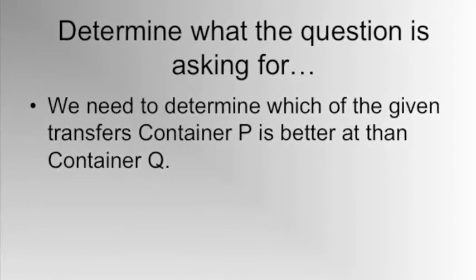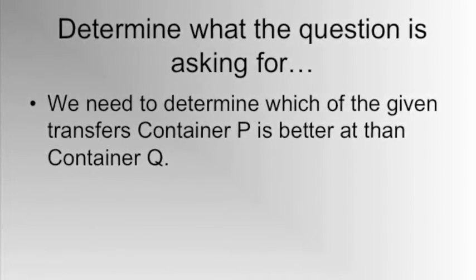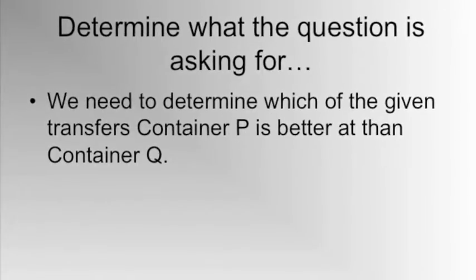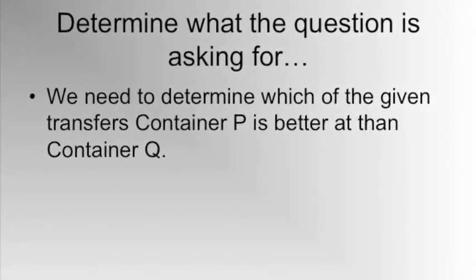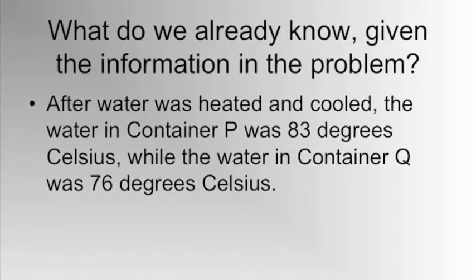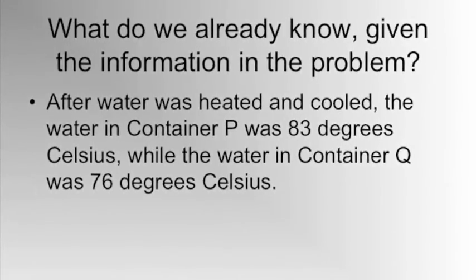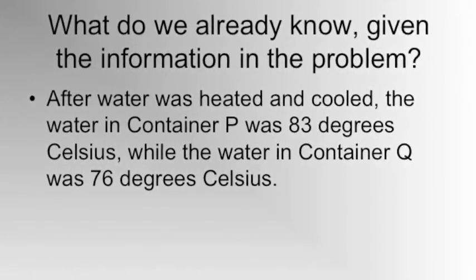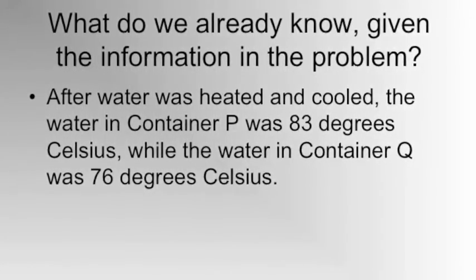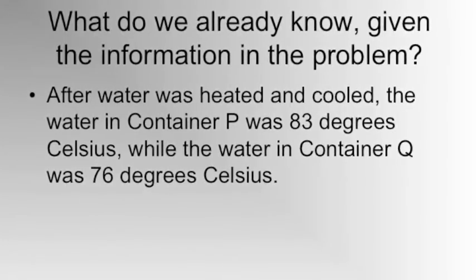The first step to solve a problem is to find out what exactly the question is asking. We need to determine which of the given transfers container P is better at than container Q. Now, what valuable information do we already know from the problem? We know that after the water was heated and cooled, the water in container P was 83 degrees Celsius, while the water in container Q was 76 degrees Celsius.